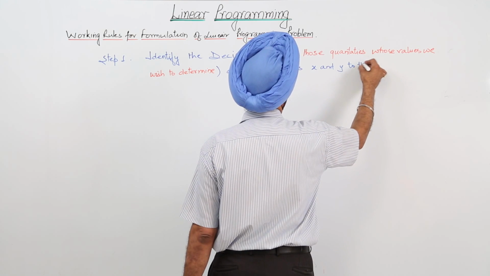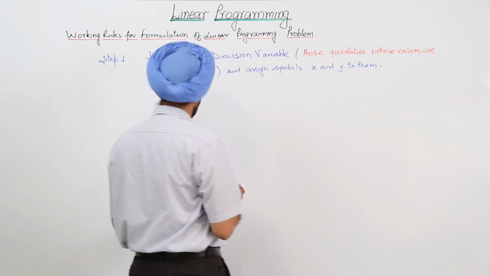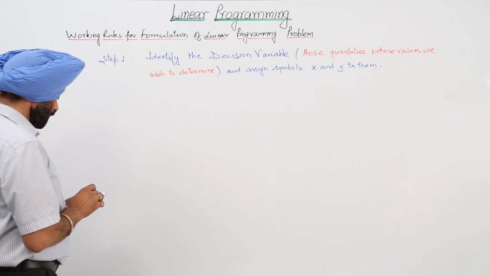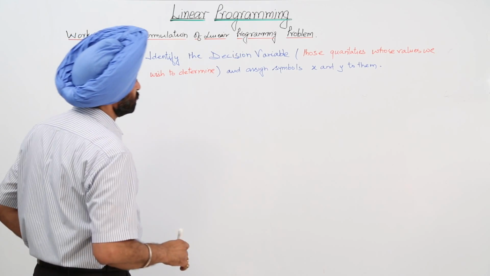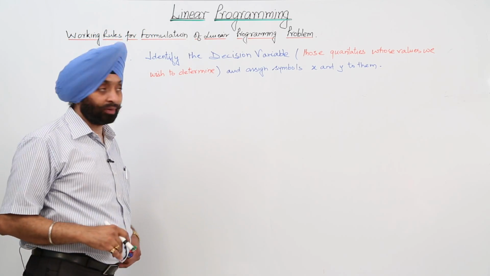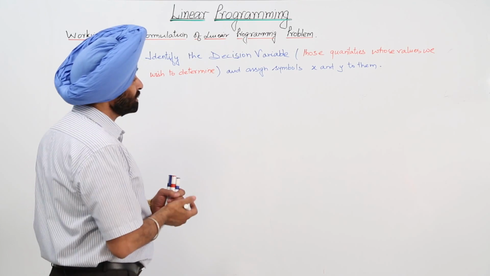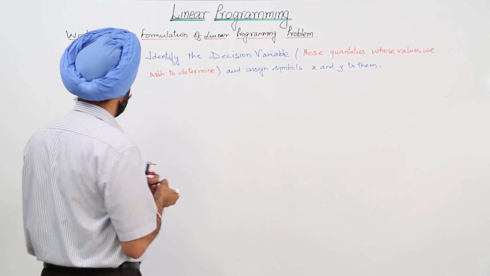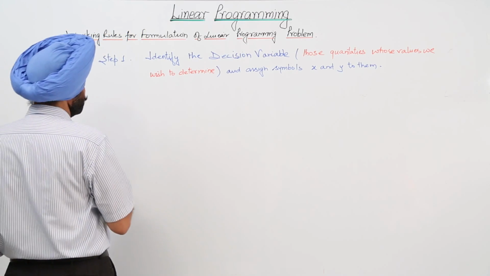So this is the very first step. Identify the decision variables. Decision variables are those quantities whose values we wish to determine, and assign them symbols x and y. Okay. Now step number 2.